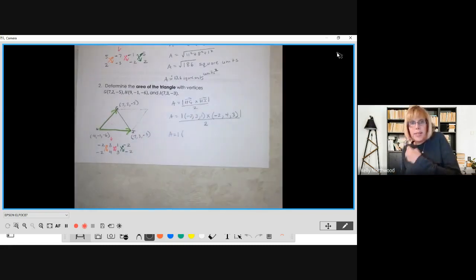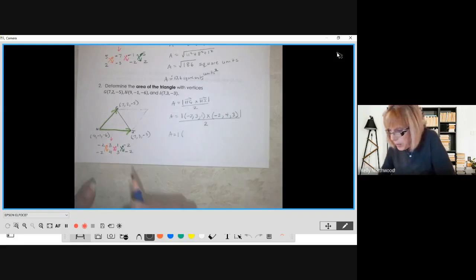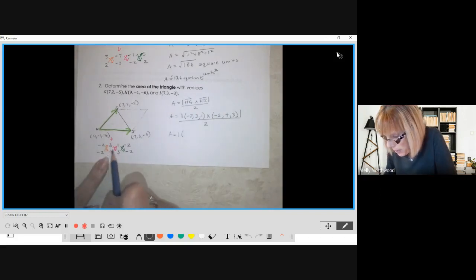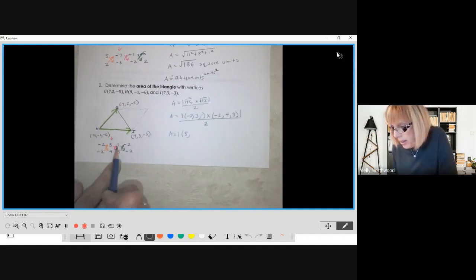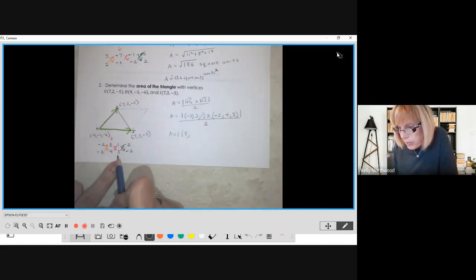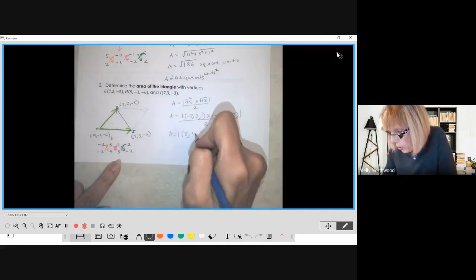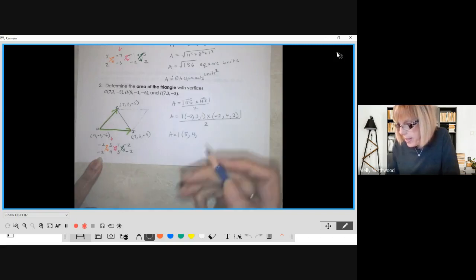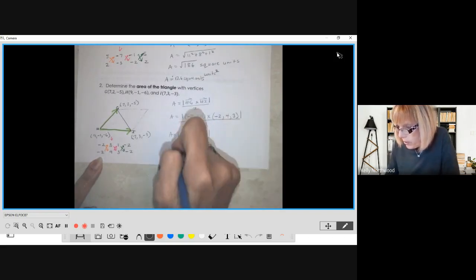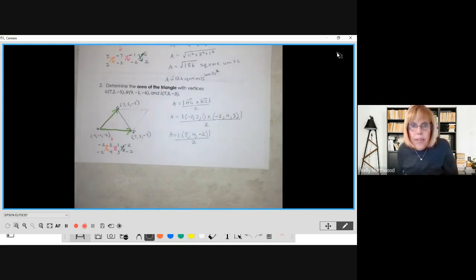Okay, I'm going to try to do this all in one step, my cross product here. So I'm thinking to myself, 9 minus 4 is 5 would be the first component. -2 subtract -6 is 4. -8 subtract -6 is -2. Over 2. Is that what you guys got for the cross product? 5, 4, -2? Yep.